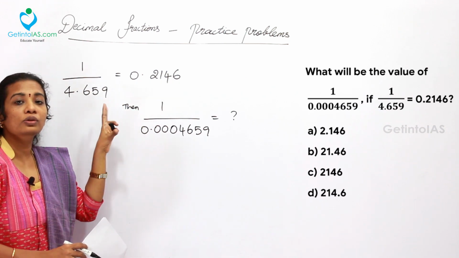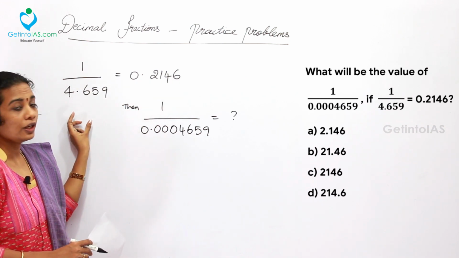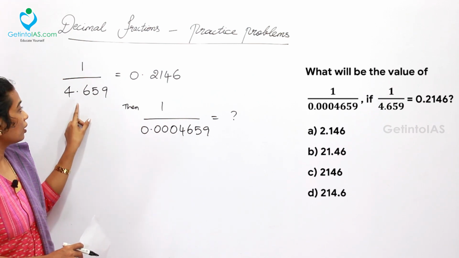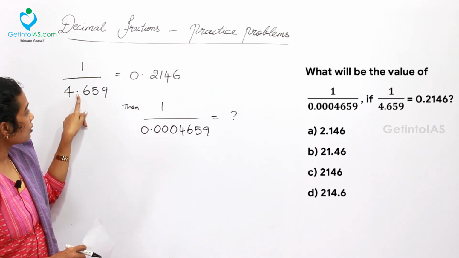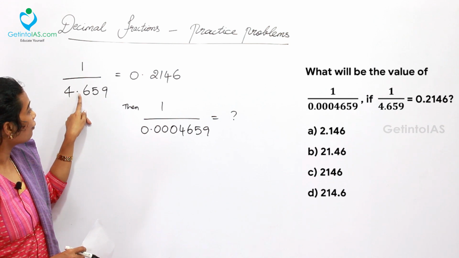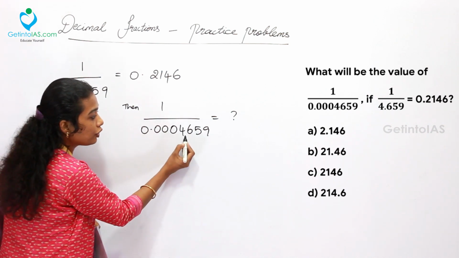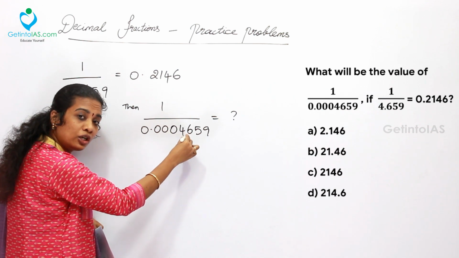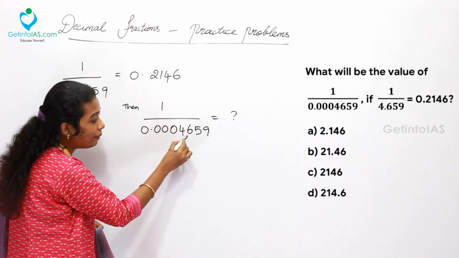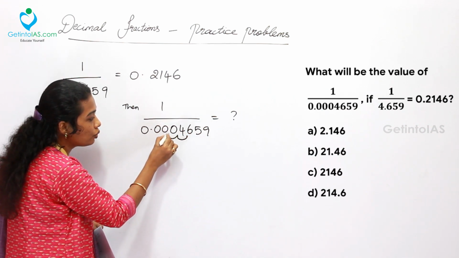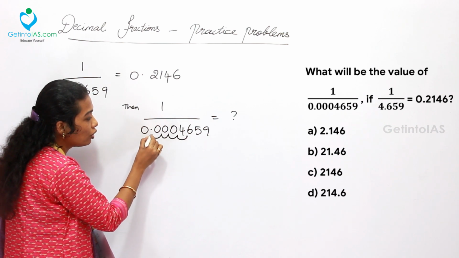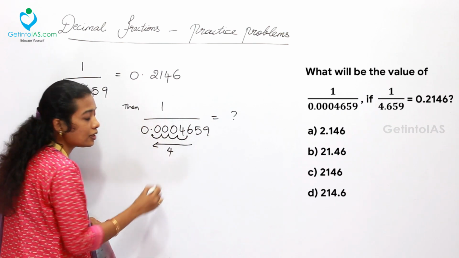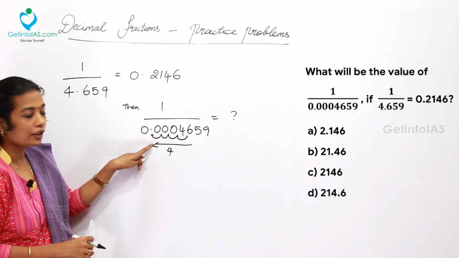So here the simple thing is, the first result is given. No need to do the calculation. However, you only want to know the concept here. The decimal point was in the denominator after 4. So mark after 4 here. This was the original place of the decimal point. How many places has it moved? 1, 2, 3, 4. So 4 places moved to the left in the denominator.